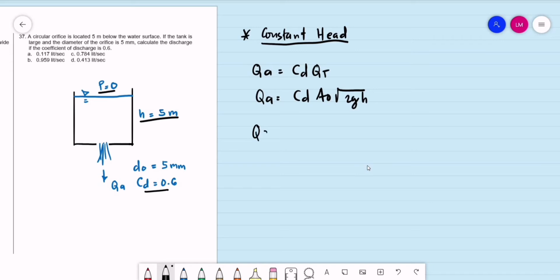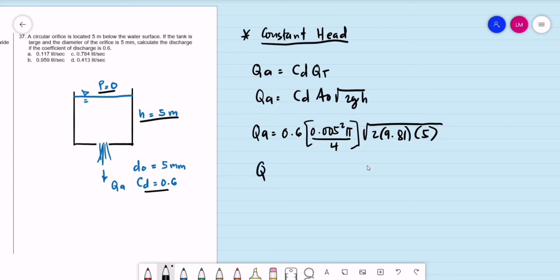We have the actual flow rate equal to 0.6 times the area of the orifice, 5 mm. That is 0.005 squared times pi over 4. Ginawa ko lang meter. Yung 5 millimeters to meter is 0.005 meter. Multiplied by the square root of twice of 9.81, multiplied by the head na given is 5 meters.